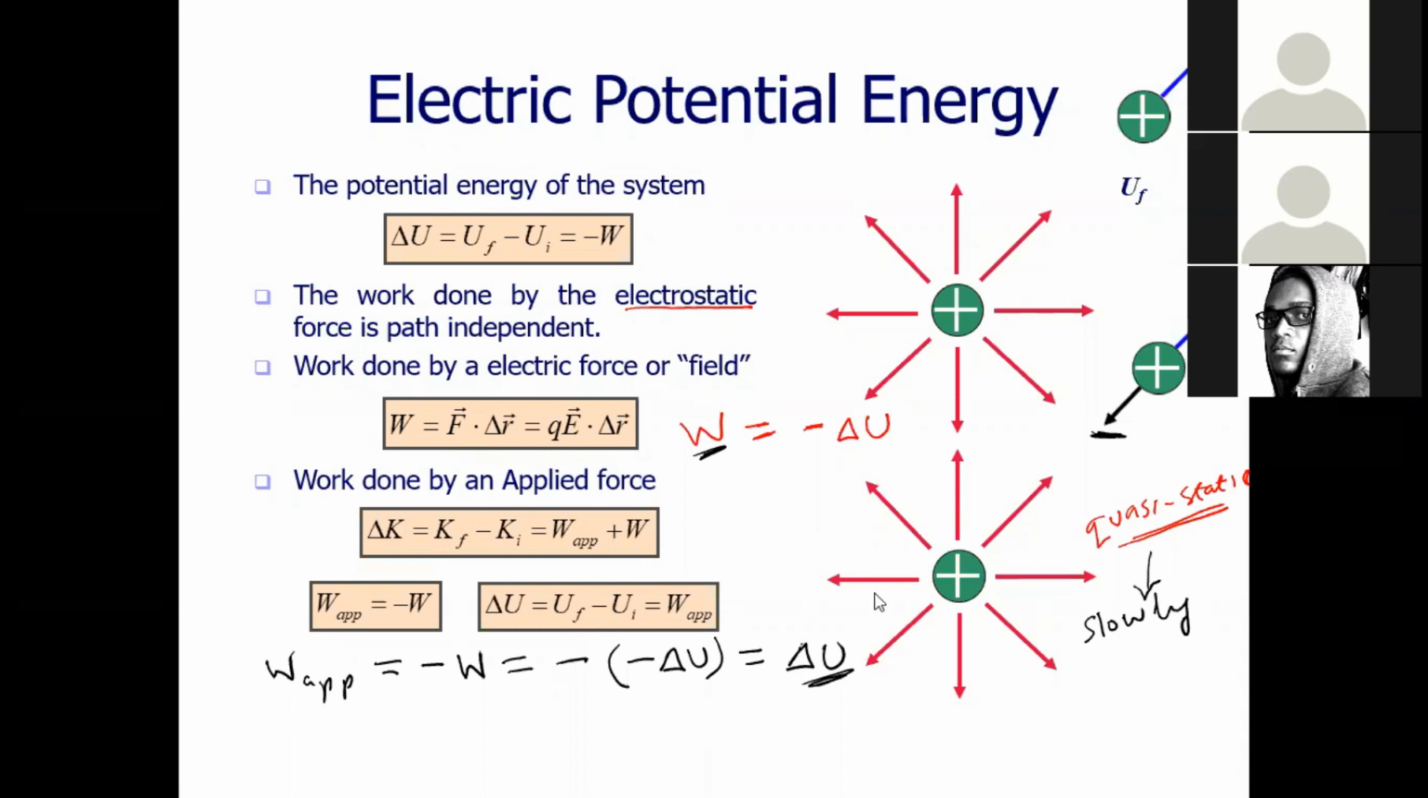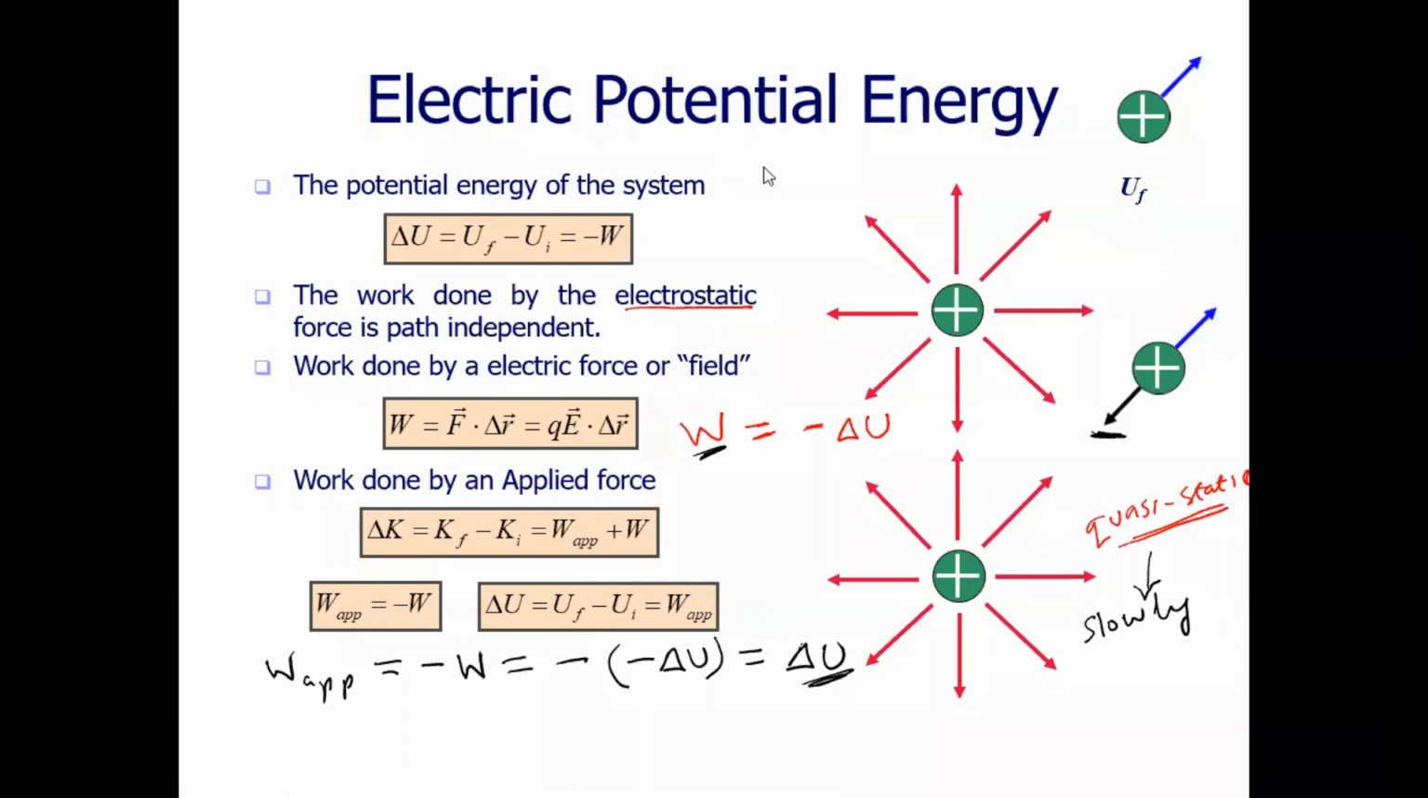I was talking about the work done by the applied force. The work done by the applied force is equal to the change in the potential energy of this charge that we are moving. And that is what is referred to as the electric potential energy. Okay, maybe any questions? Any questions? It's clear. Okay, thank you.